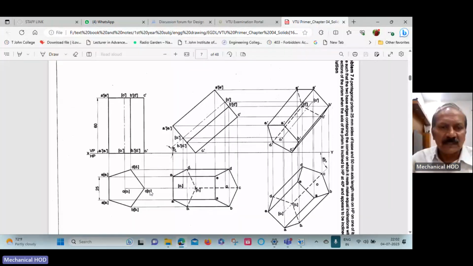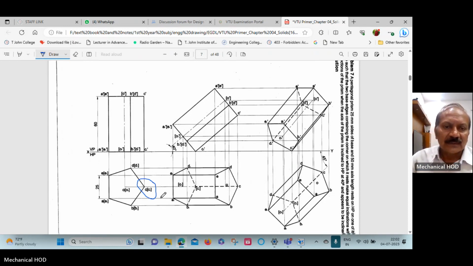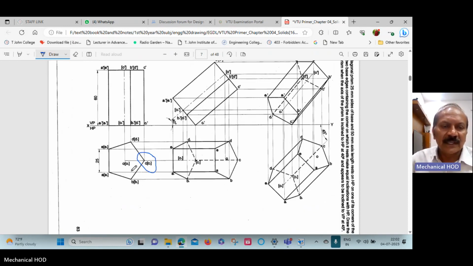To solve this problem on the pentagonal prism, the prism is resting on the corner. Resting on the corner means the corner should come to your right side. So it is resting on this corner. That's why this corner should be kept to your right side. So let us start with drawing a pentagon in the top view resting on the corner.